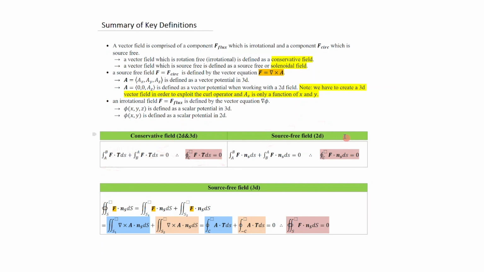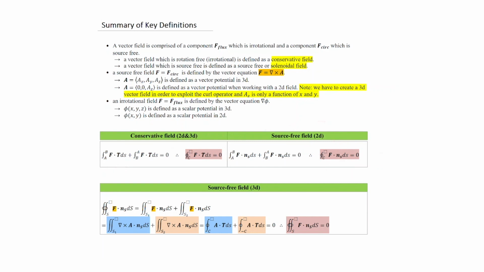If it's a source-free field in 2D, then effectively instead of using T ds, I'm using N ds. Again, what I'm doing is going from A to B and then from B to A. If I do this integration around a closed loop, I end up with a value which is equal to 0. Or effectively, because it's a closed loop, I can simplify it and just write a closed loop integral, F dot N ds equals 0. This is the case for a source-free field in 2D.